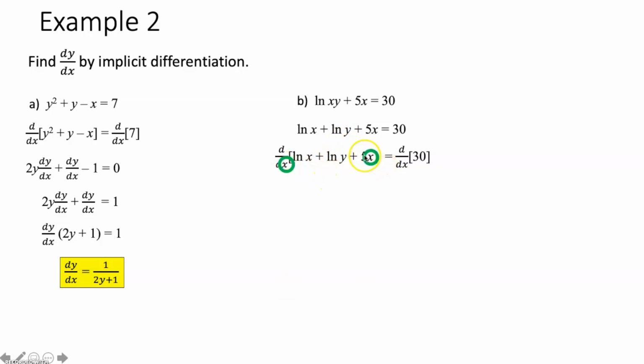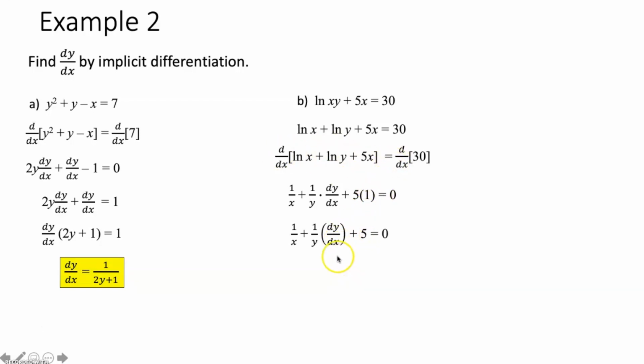Lastly, I take the derivative of 5x with respect to x. Now these match, so I just take the derivative of x, which is going to be 1, and then multiply it to the 5 by the constant multiple rule. Lastly, this 30, when I take the derivative of that with respect to x, derivative of a constant is just going to be 0. And then I can just simplify this 5 times 1, and I get this. Now I have successfully taken the derivative of both sides of the equation with respect to x.